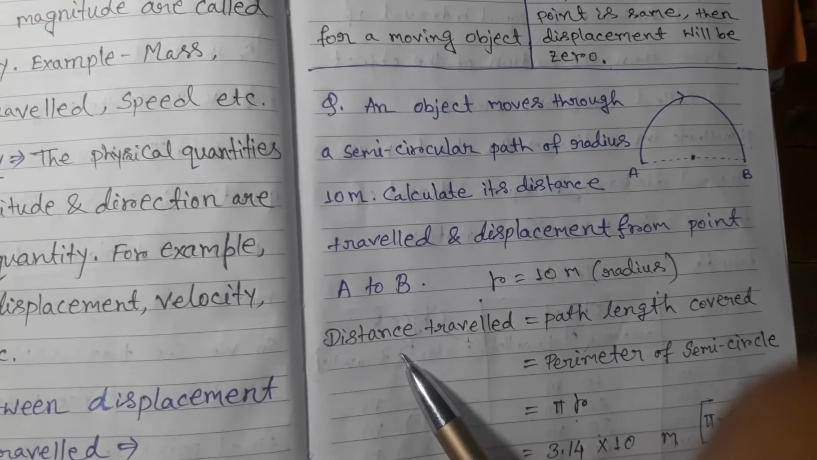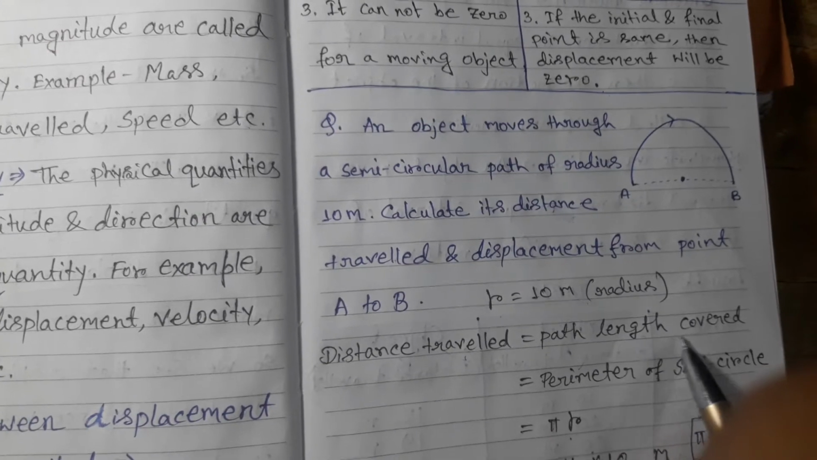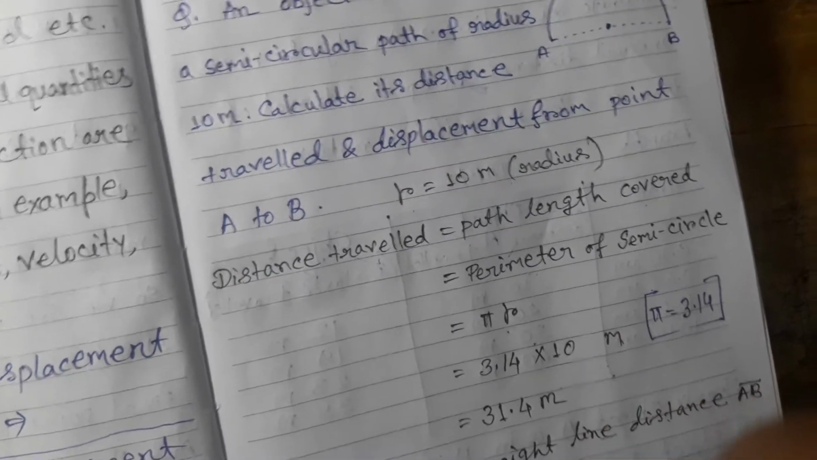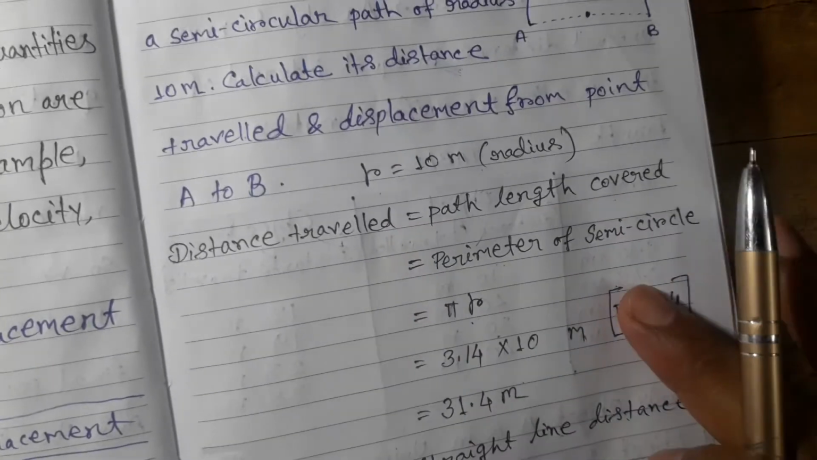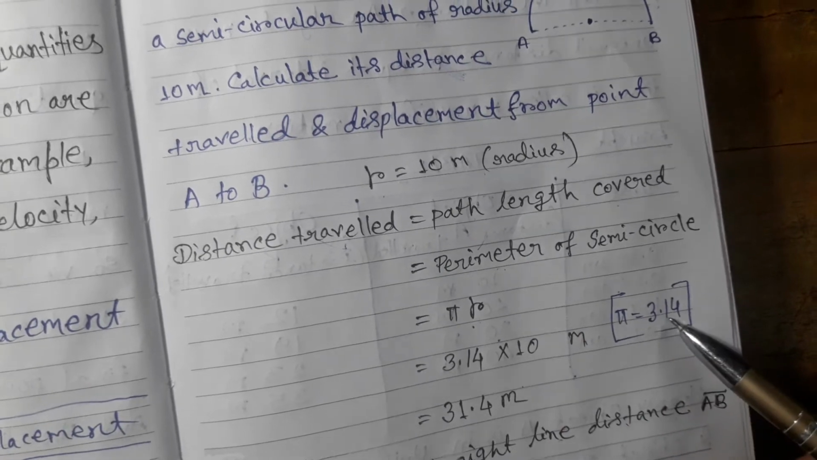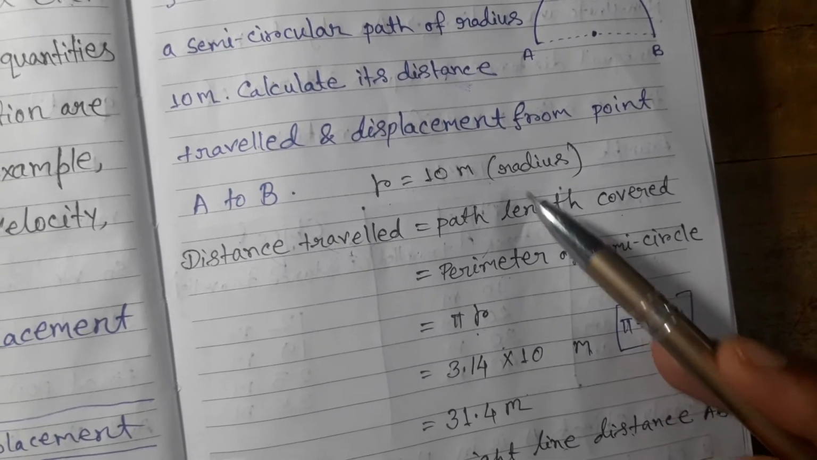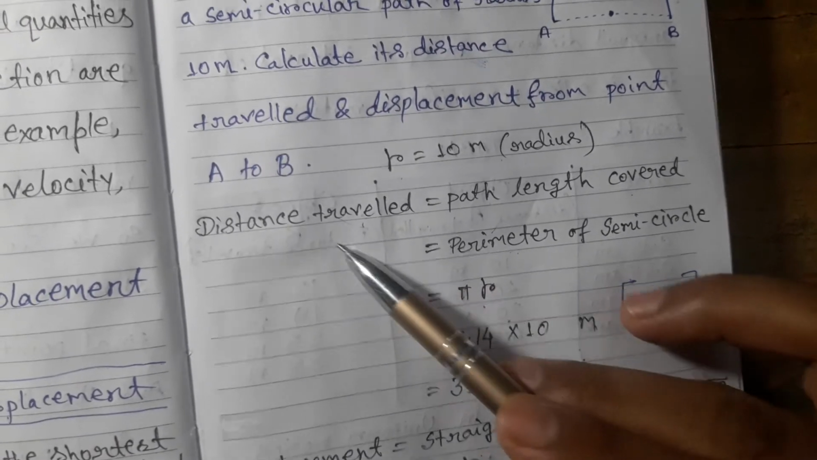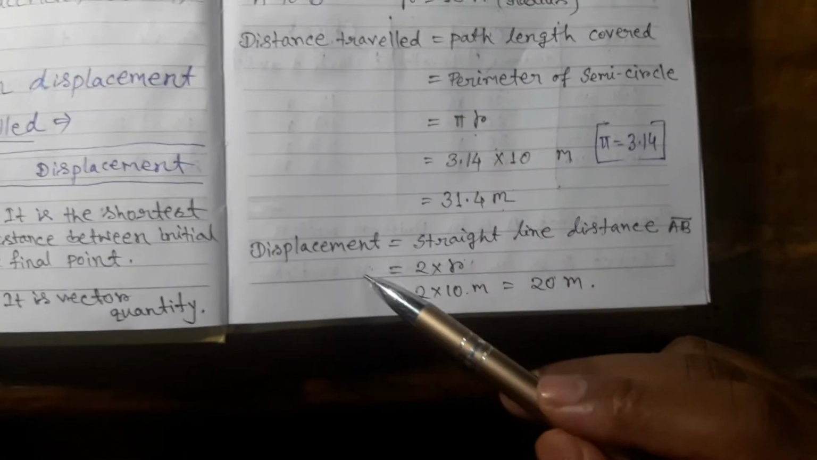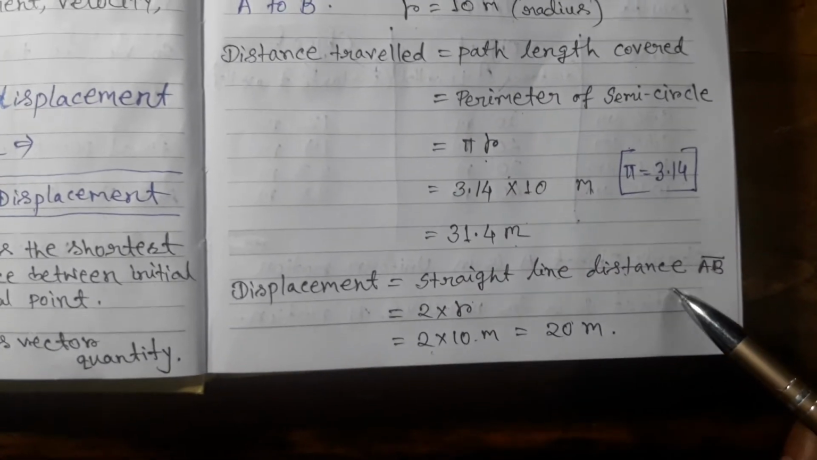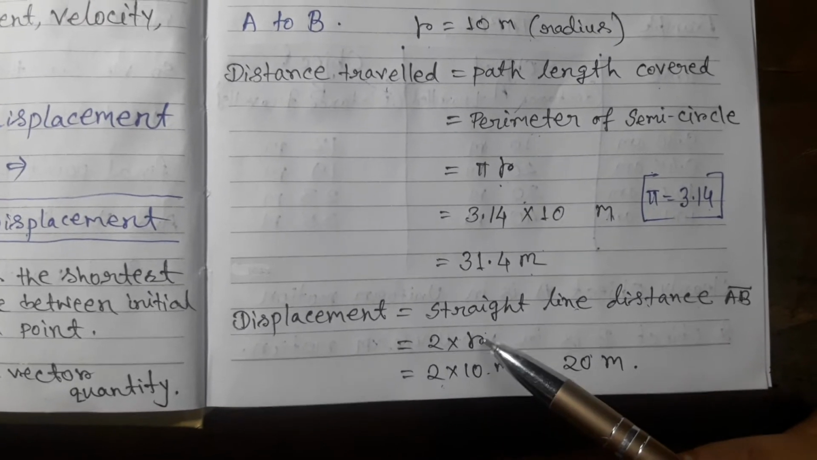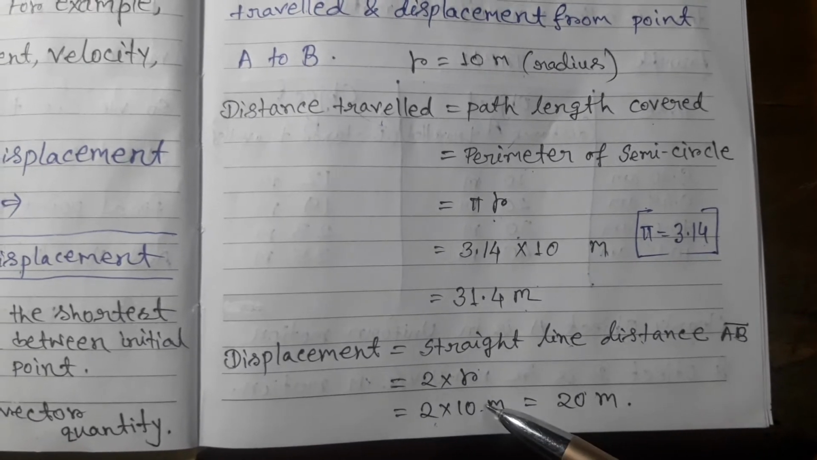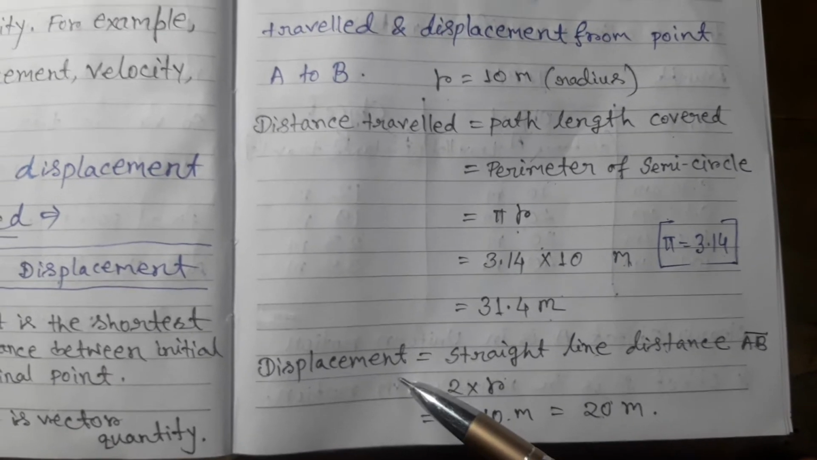First, distance traveled equals the path length covered, equals the perimeter of the semicircle, equals pi r. We know the value of the constant pi is 3.14 and r is 10 meter. So 3.14 into 10 meter equals 31.4 meter is the distance traveled. Now displacement equals the straight line distance AB, equals 2 into r. We know r is 10 meter, so 2 into 10 meter equals 20 meter is the displacement.